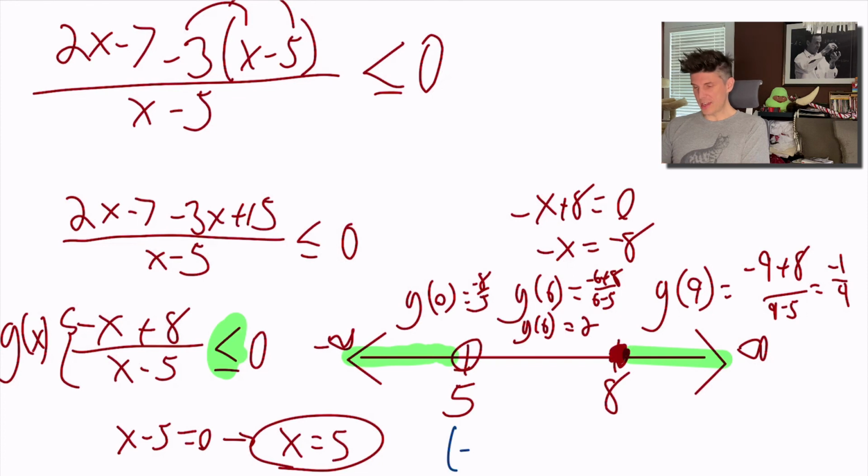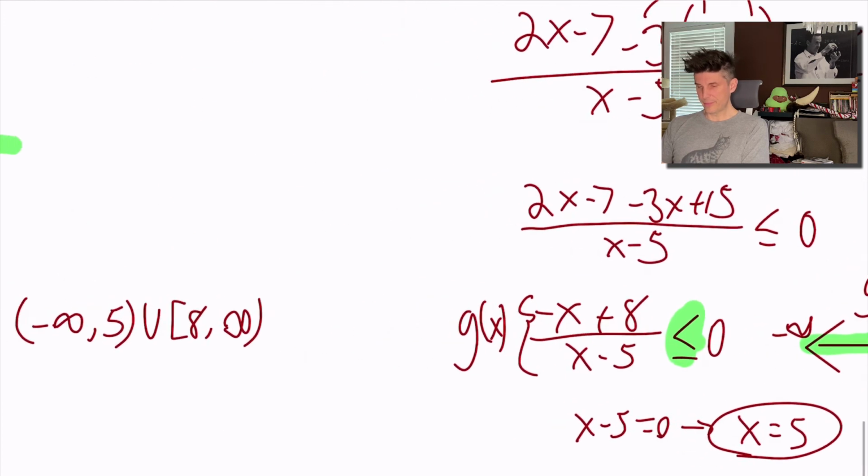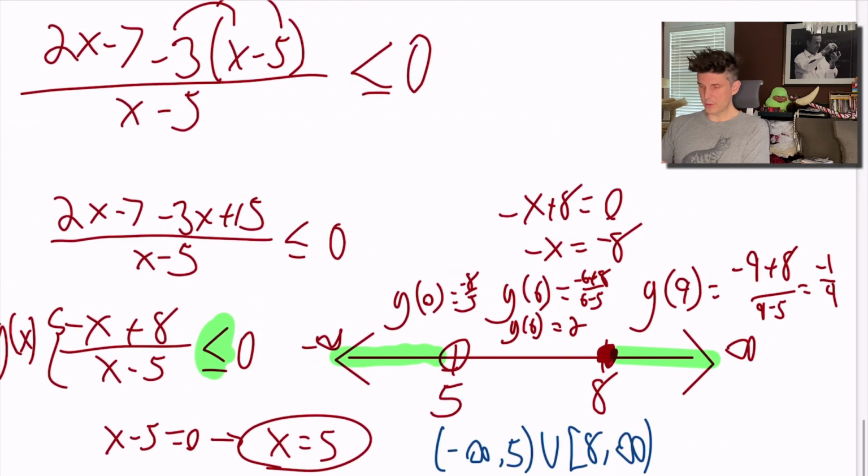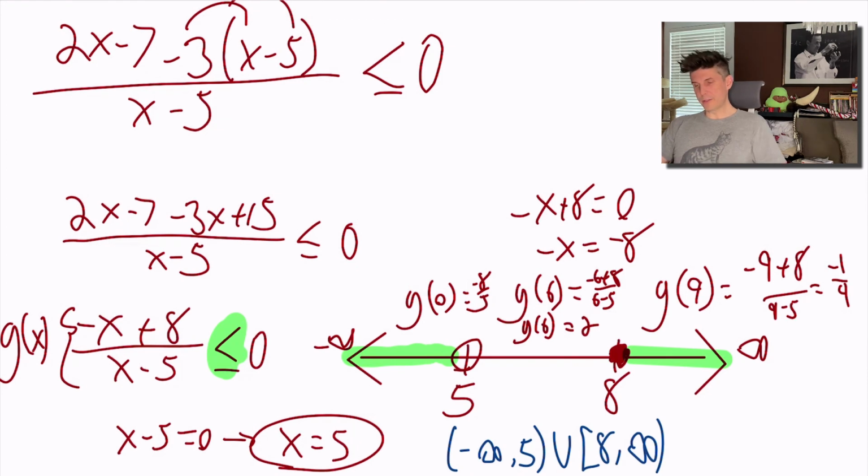The answer is negative infinity to 5 union 8 to infinity. Now I'm thinking of a mistake I made. Over here, oh, I did it right over there. Great. Good for me. So yeah, there it is.